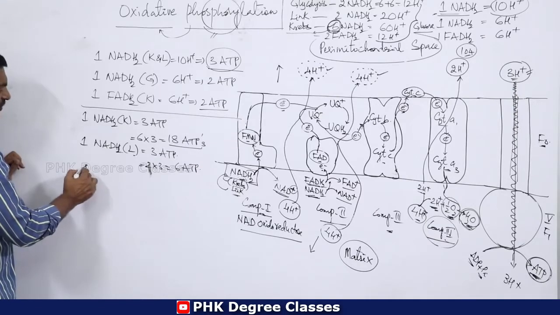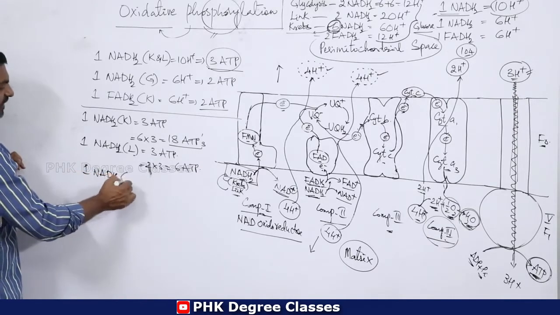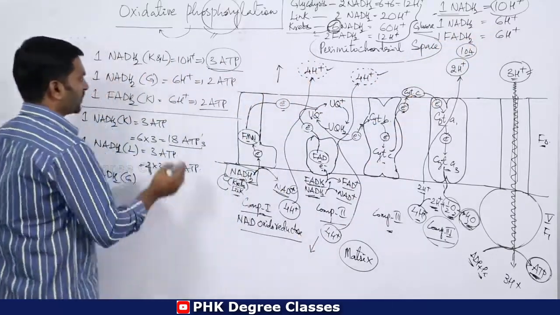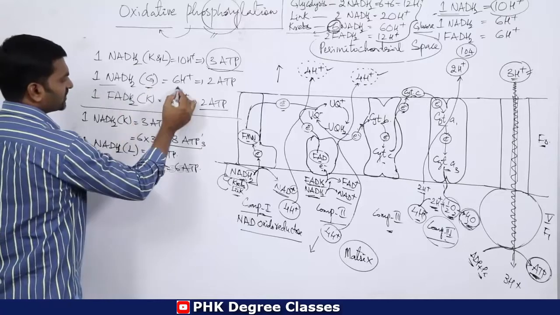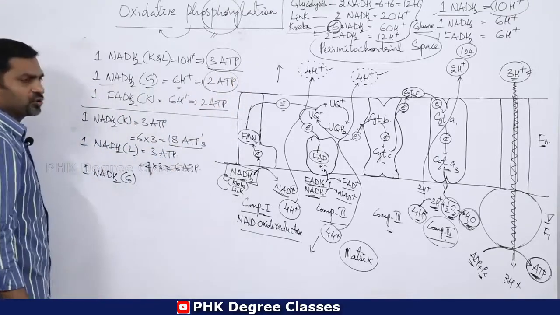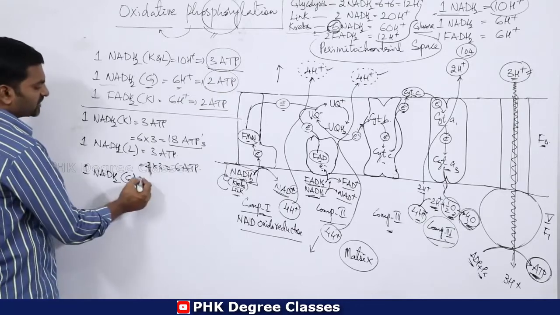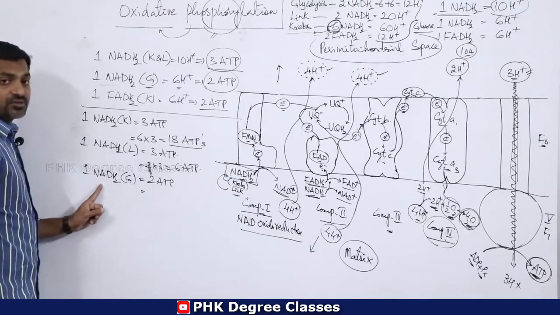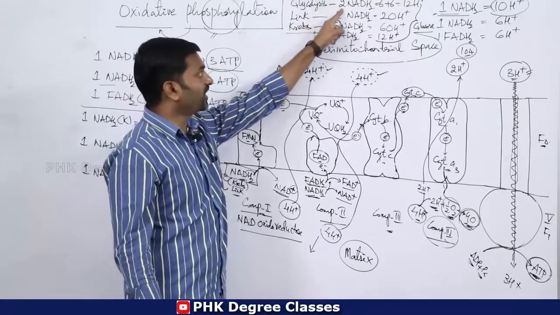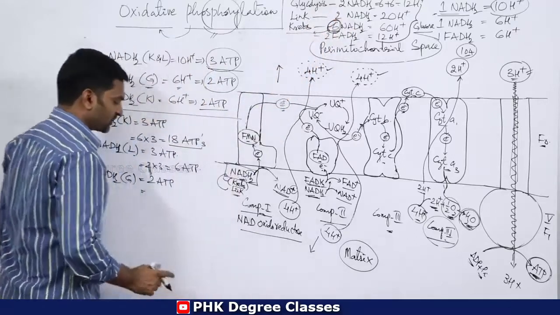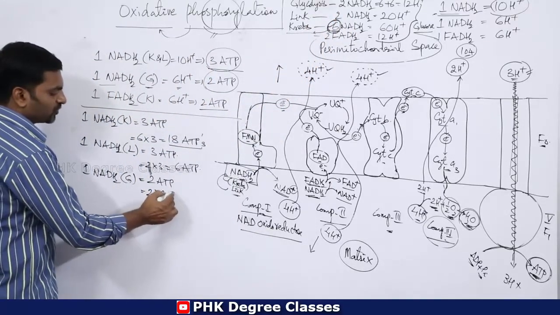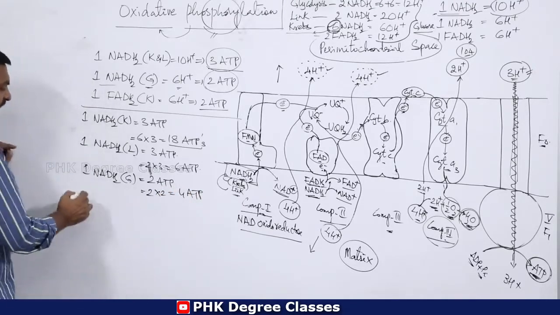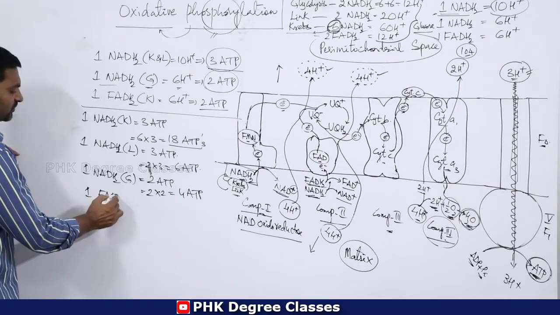Clear? Then come to 1 NADH2 of glycolysis. So 1 NADH2 of glycolysis is equivalent to 6 protons, right? 6 protons are equivalent to how many ATPs? 2 ATPs, right? Then tell me, how many NADH2s are formed in glycolysis? 2 NADH2s. So 2 into 2 is equal to 4 ATPs. Then come to 1 FADH2.